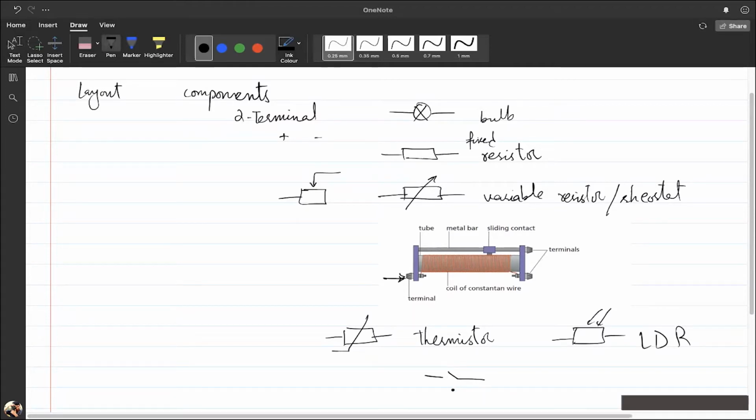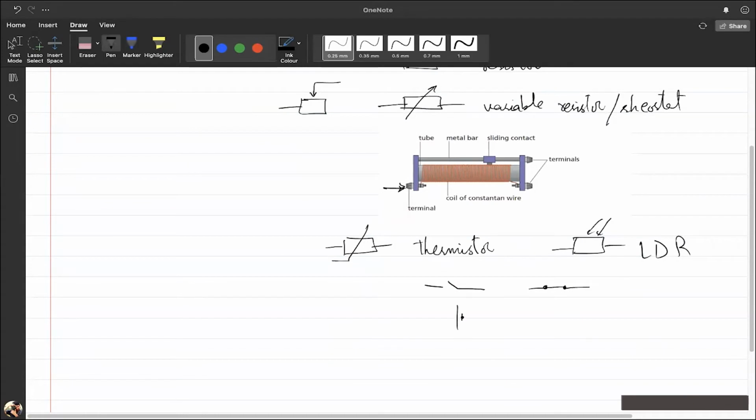So this is a switch. Right now it's open, which means current cannot flow. And now it is closed, which means current can flow. Then there is the battery, which is basically a collection of different cells. So if there is one pair, it is a cell; if there are two or more, it is a battery.